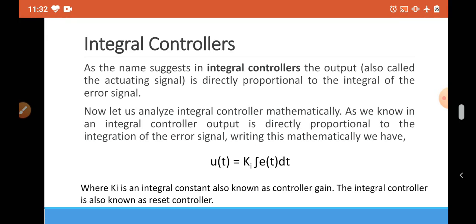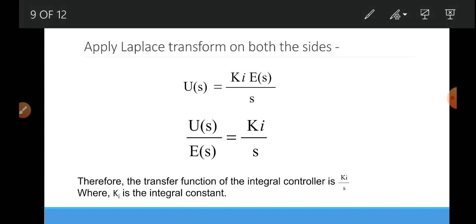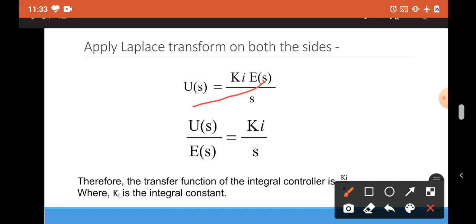Now let us take Laplace transform of this equation. So u of s will be equal to ki into e of s divided by s. Integral e of t dt is replaced by e of s divided by s, that is the Laplace transform of integral e of t dt. So if you take this e of s to the denominator of the left hand side, this will look like this: u of s divided by e of s, and it will be equal to ki by s.